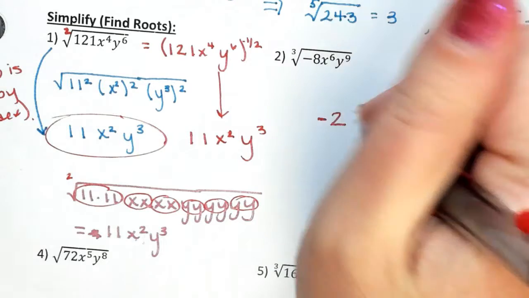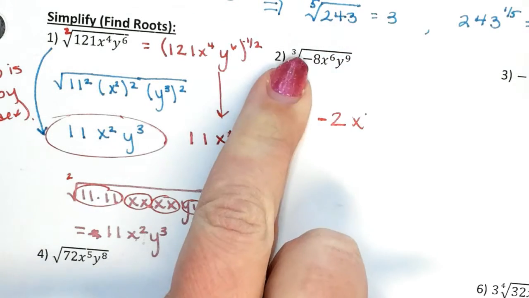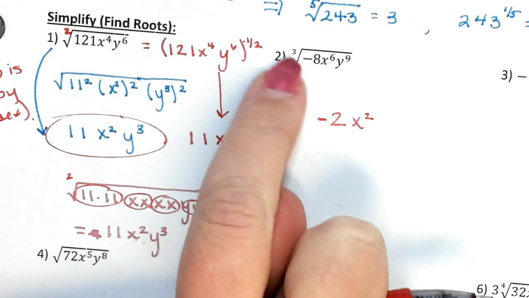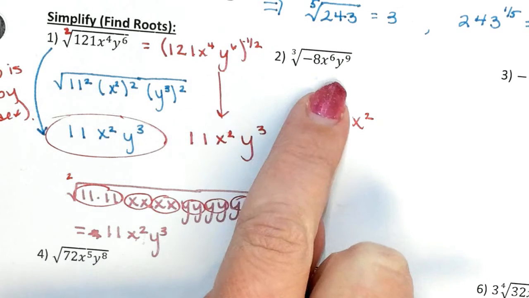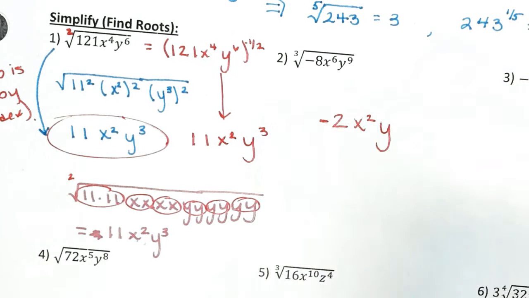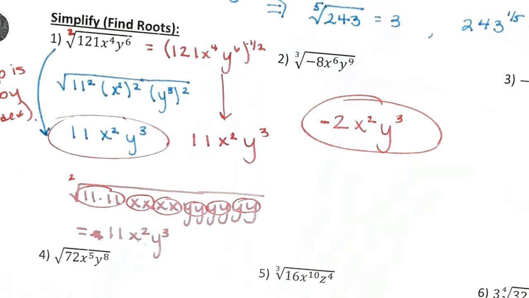X squared. Once you have the number done, it's easy from there because you just take that exponent and divide by the index. 6 divided by 3 is going to give me 2. What's the exponent going to be on my y? 3. And that's your final answer.